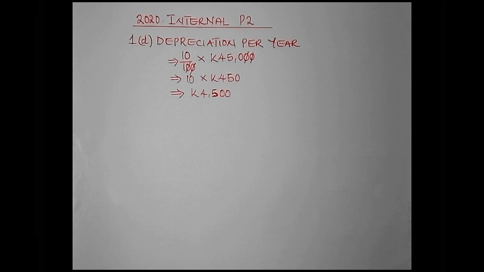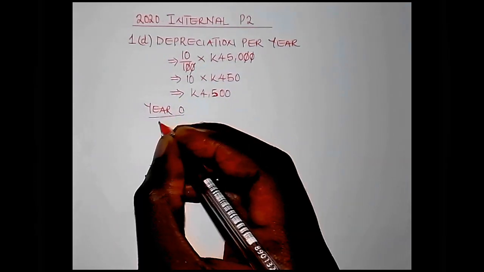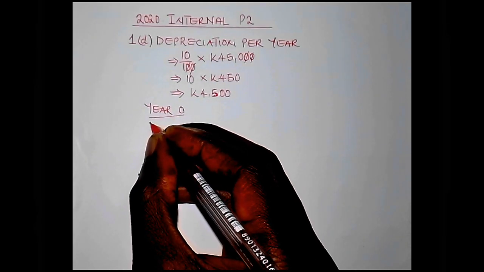So now we know that the original cost is 45,000. So how are we now going to find the book value of the car after 3 years? We're going to show this in stages, because using the straight line method just means that we have to subtract. We're going to show the year 0, which means the start of the year. So the value of the vehicle at the start of the year is 45,000.